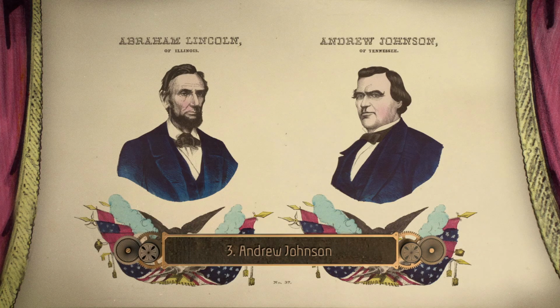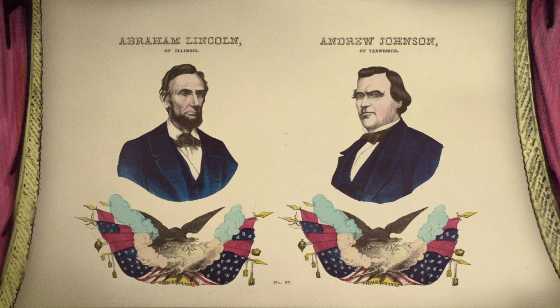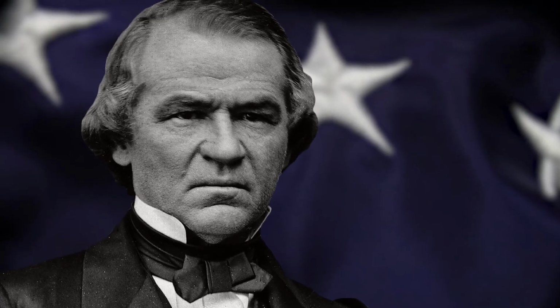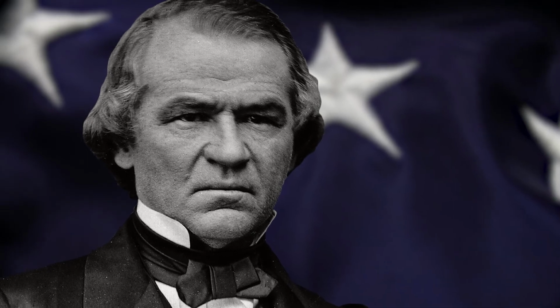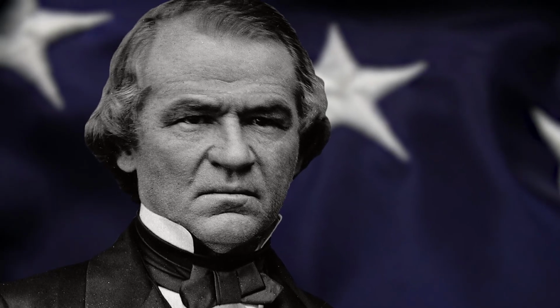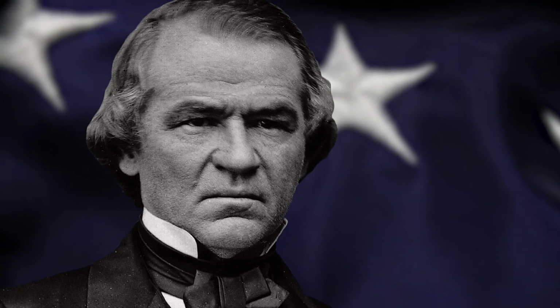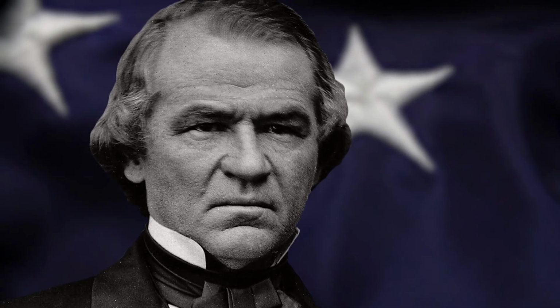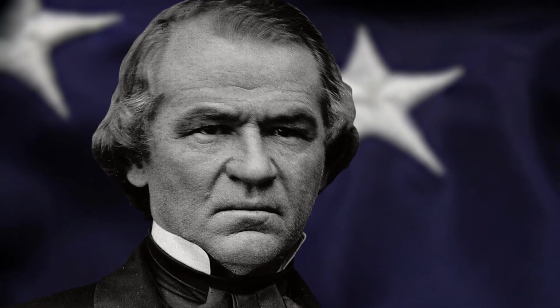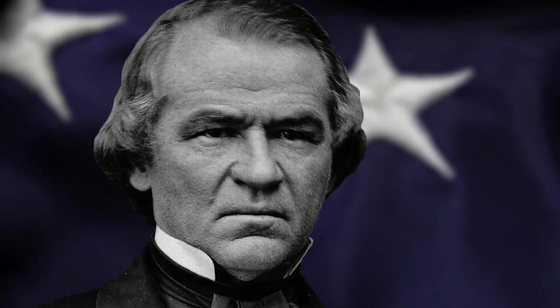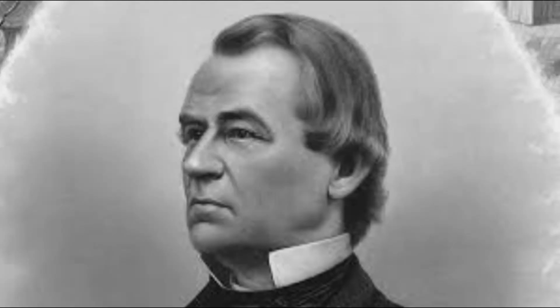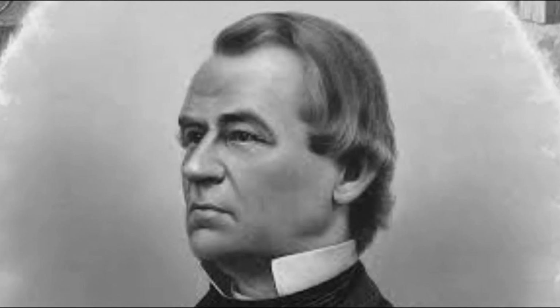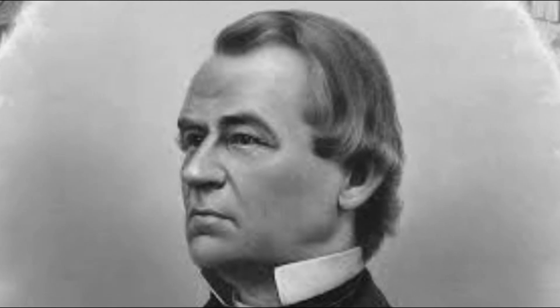3. Andrew Johnson. After Abraham Lincoln's assassination, his vice president, Andrew Johnson, was sworn in as the 17th head of state. Johnson, a native of Raleigh, North Carolina, governed the country from 1865 to 1869. Due to a violation of the Tenure of Office Act, he was impeached in 1868. After a quick acquittal by the Senate, however, Johnson was able to remain in office.